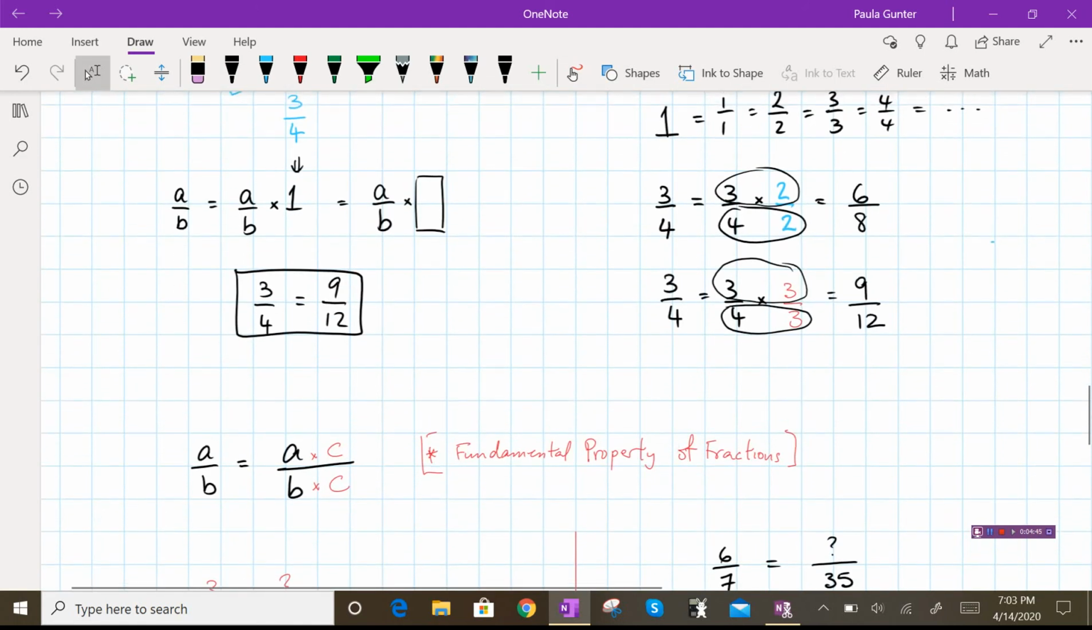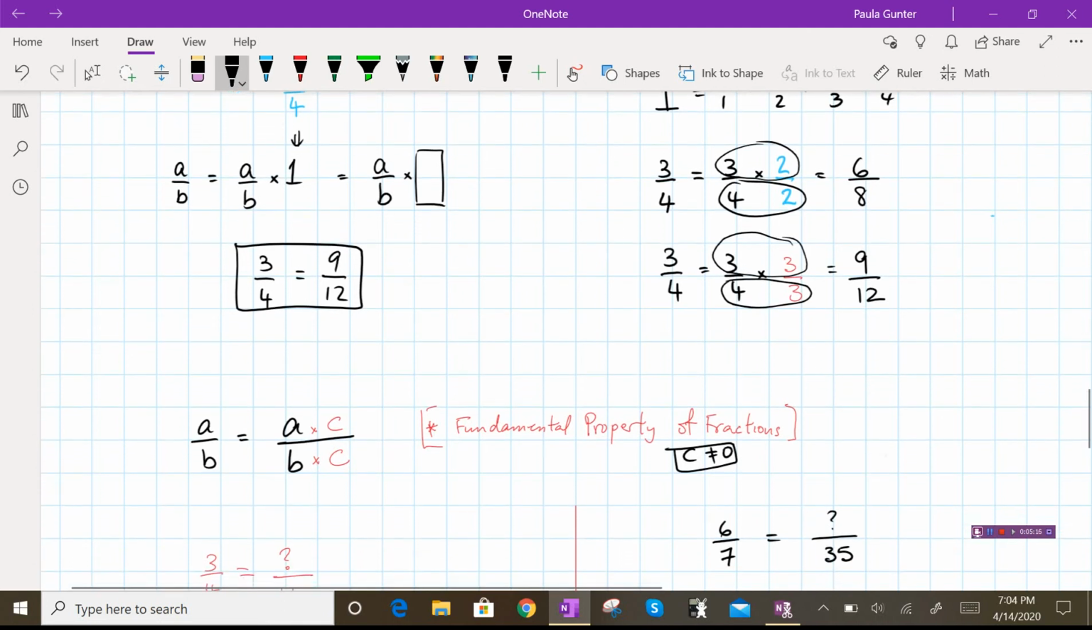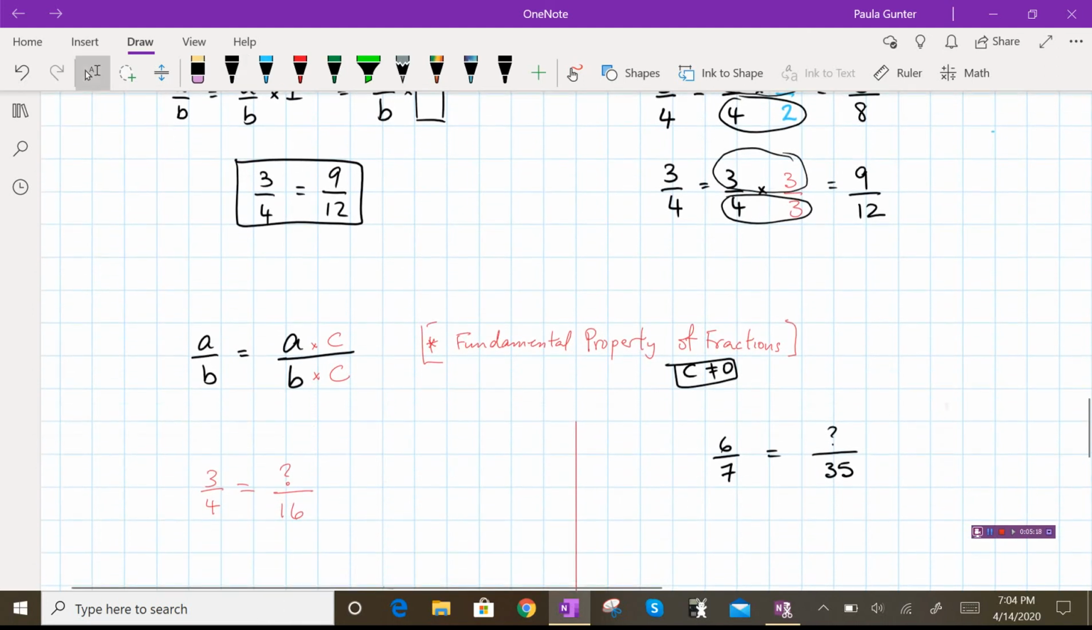But to recap what we have, here we have a fraction a over b, and all we're doing is multiplying the numerator a and the denominator b by the same number c. Of course, we would not be multiplying by 0 because that wouldn't help us out at all. So this property is sometimes called the fundamental property of fractions. I know at this stage you might not be interested in knowing names, but it's important.